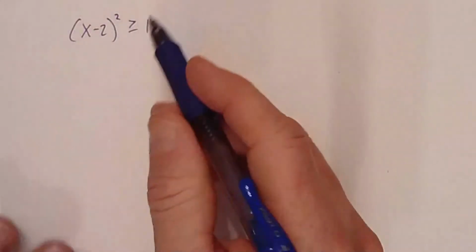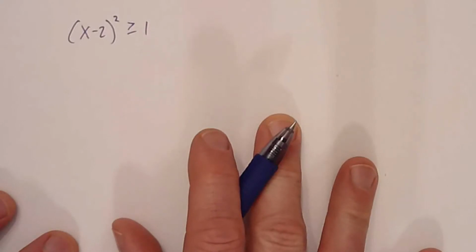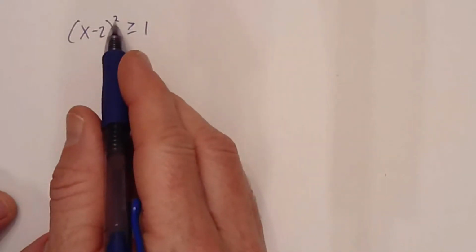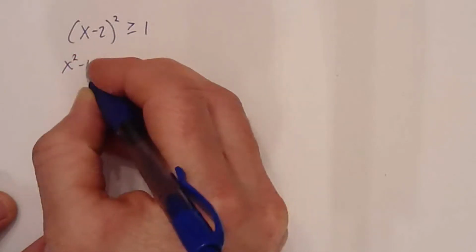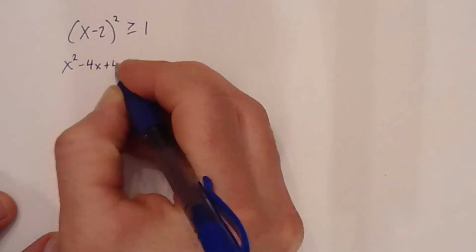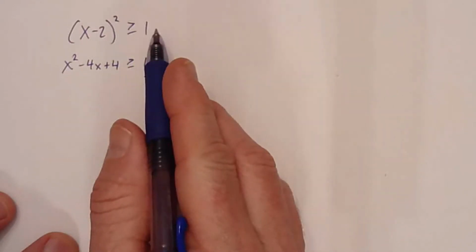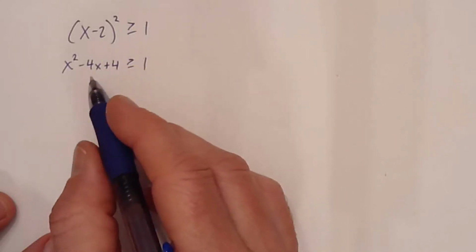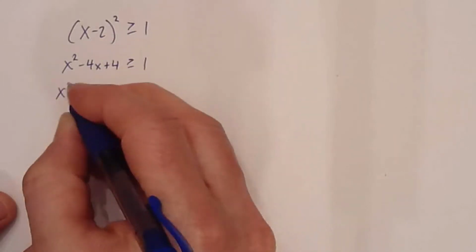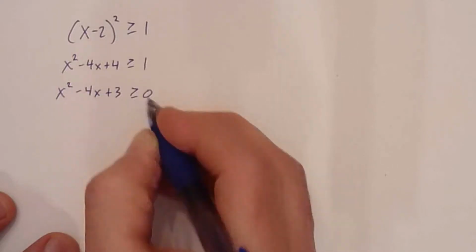Okay, so here's the inequality problem that we're talking about, and when you have a quadratic inequality like this, you want to start by getting the whole thing compared to 0. So right now it's compared to 1, I want it compared to 0. So I square out this binomial, and then I subtract the 1, and now I have the inequality that I really want to work with, right?